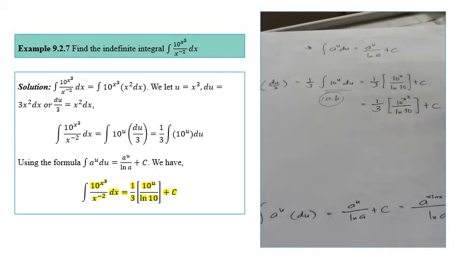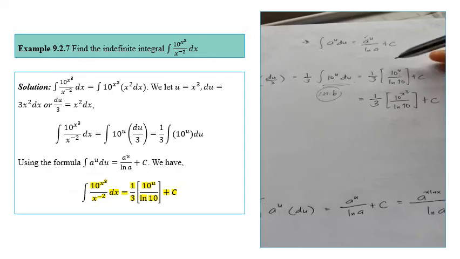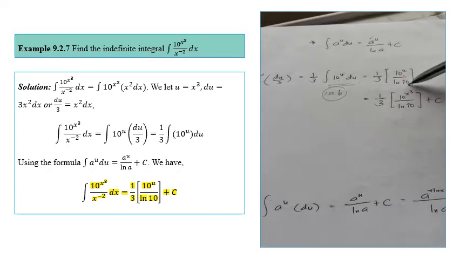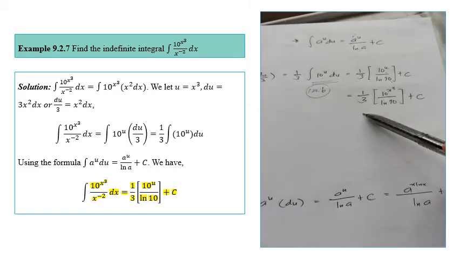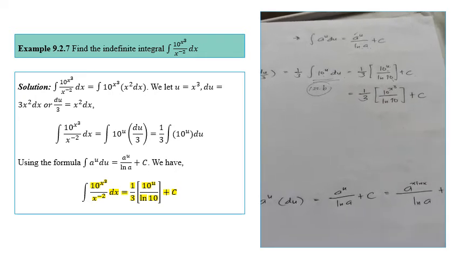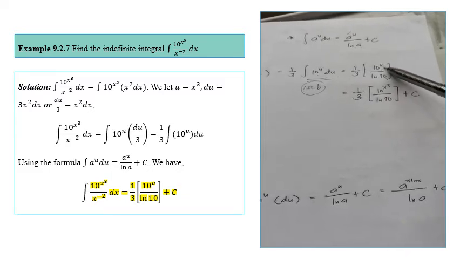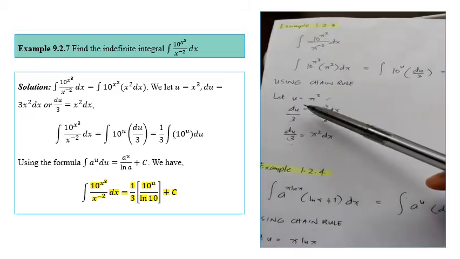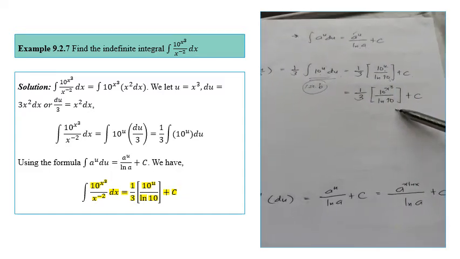So we will follow this formula. The a here is 10, so that's 10 raised to the power of u, over the ln of a, and since a is 10, ln of 10, plus the constant c. So we have 1/3. For the final answer in the chain rule, we need to return it in terms of variable x. So 1/3 times 10 raised to the power of u, replaced by x cubed, because that's what we let earlier, over the ln of 10 plus c.